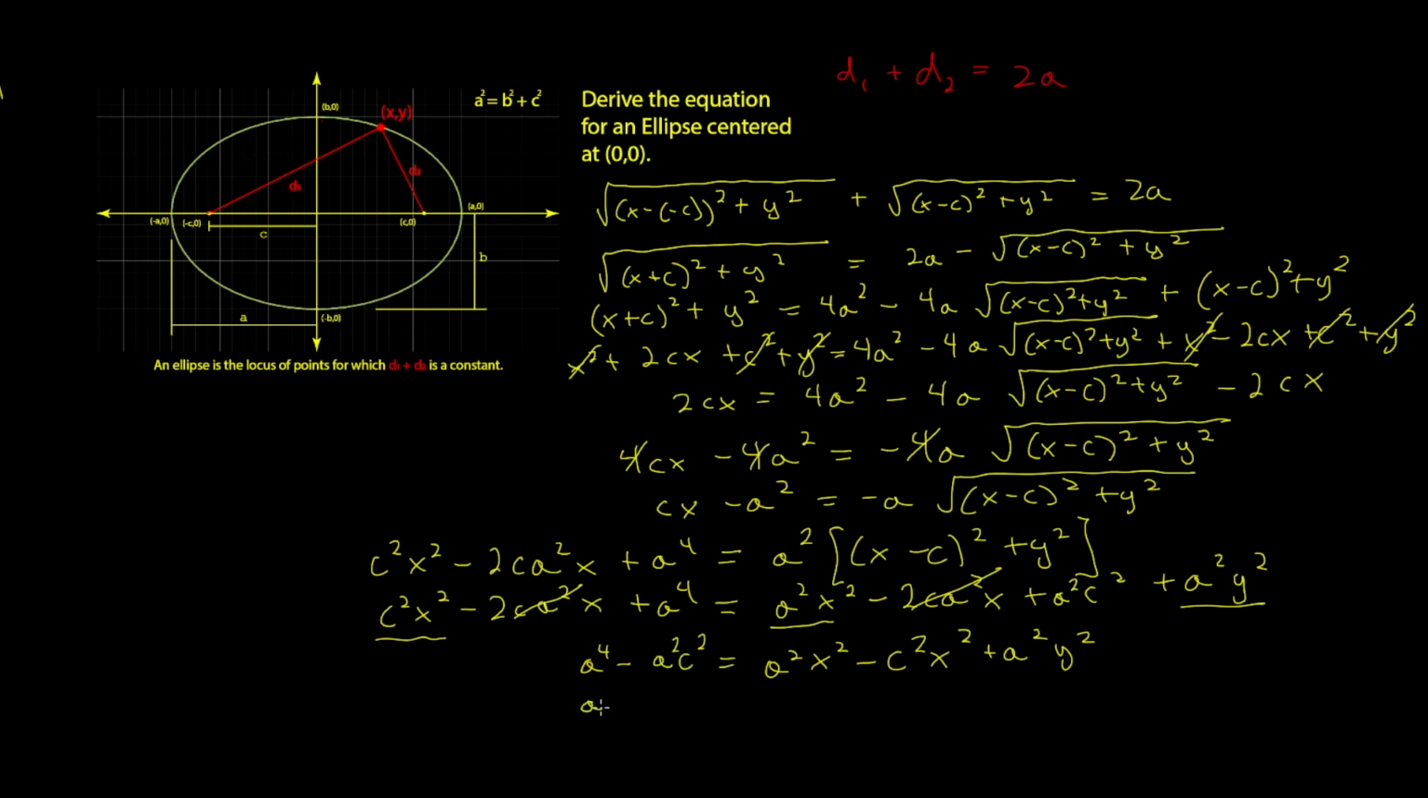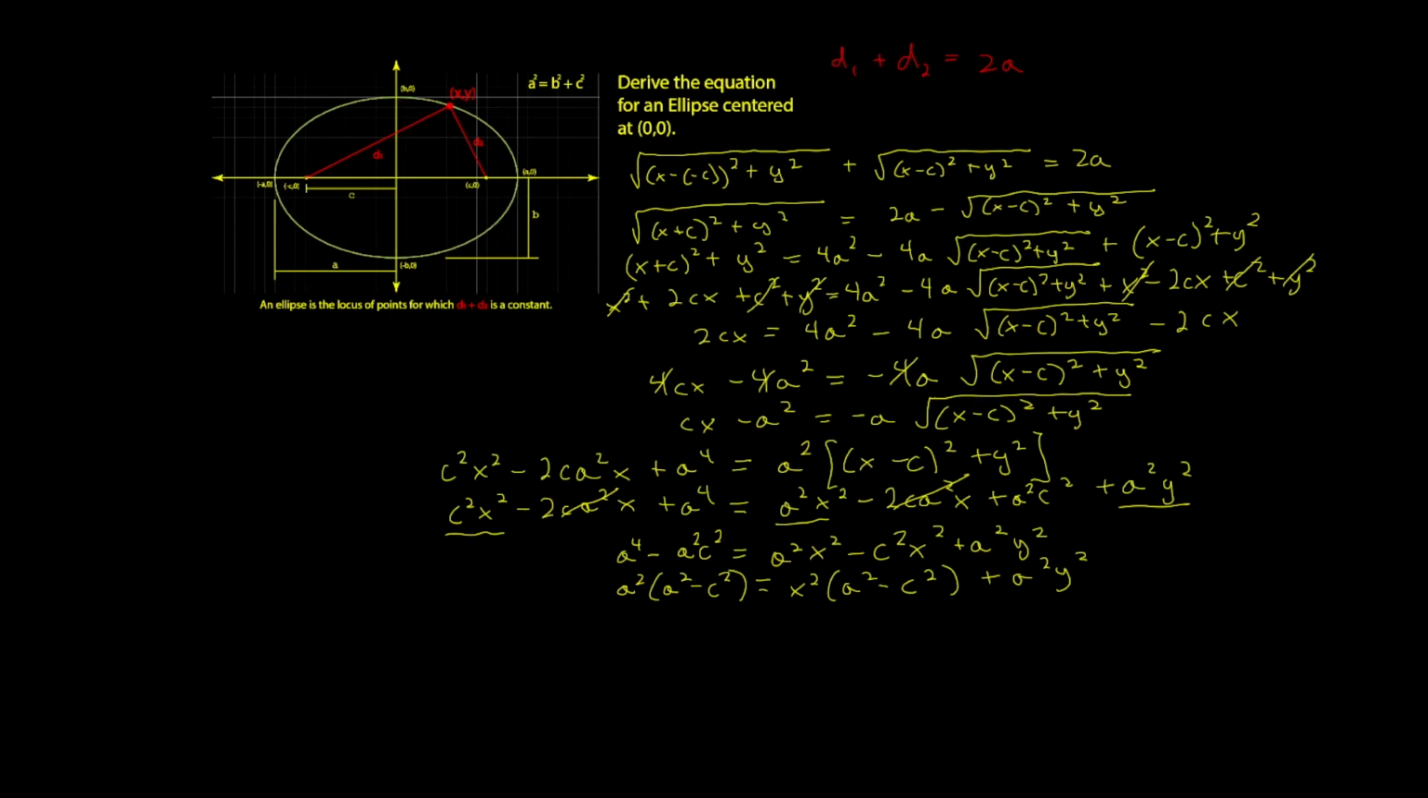So on the left, we're going to factor out a squared, leaving us with a squared minus c squared. Here we're going to factor out x squared from the first term, x squared, a squared minus c squared, plus a squared y squared. And since we were about to run out of room, we're going to make it a little smaller so I have more room to write down here. Now, as an aside, a squared equals b squared plus c squared. Therefore, b squared equals a squared minus c squared. And therefore, a squared b squared equals x squared b squared plus a squared y squared.